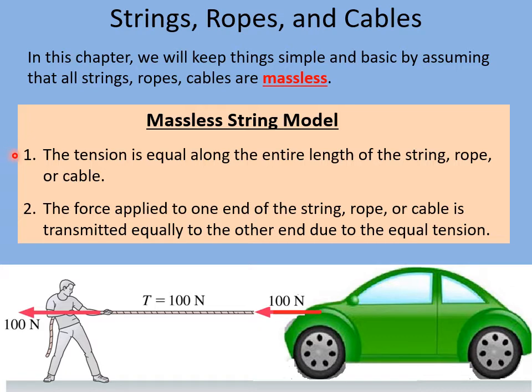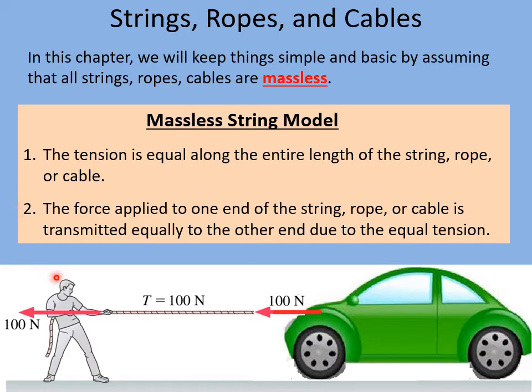So the first part says that the tension in the rope, string, or cable is equal along the entire length of the rope, string, or cable. And the second part says that the force applied to one end of the string, rope, or cable is transmitted equally to the other end due to equal tension.